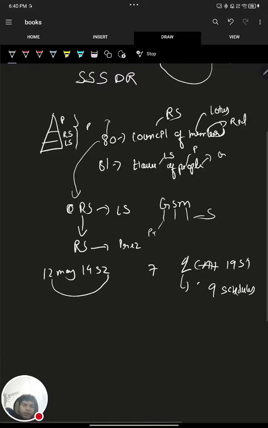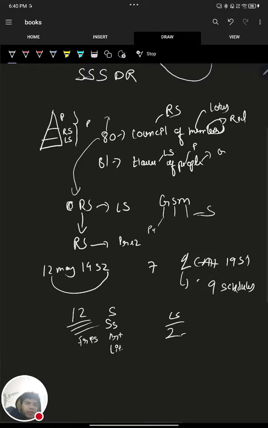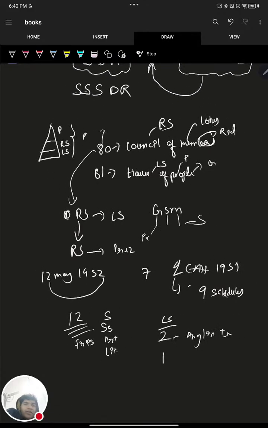And 12 members are nominated to Rajya Sabha, from the Irish constitution, from science, social science, art, literature. Earlier in Lok Sabha, two members used to get nominated from the Anglo Indian community, and this whole thing got removed by the 104th Constitution Amendment Act of 2019.